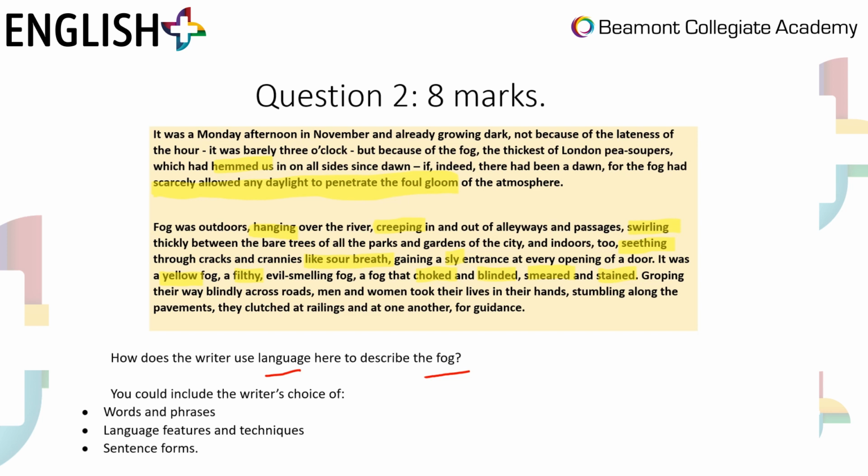We look at the symbolisms of daylight and how light can often symbolize hope. So it's like, oh, I've got that inference there. So maybe this fog is keeping the hope out of London and keeping them in darkness. Also, I picked out a lot of verbs here: hanging, creeping, swirling, seething, choked, blinded, sneered, and stained. And I would say that there's a semantic field of force and violence here.